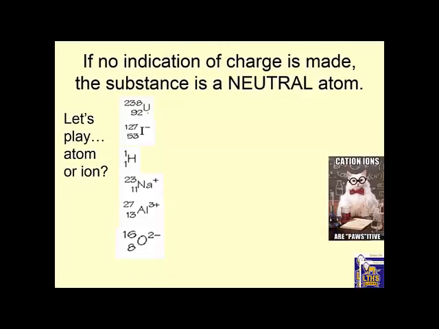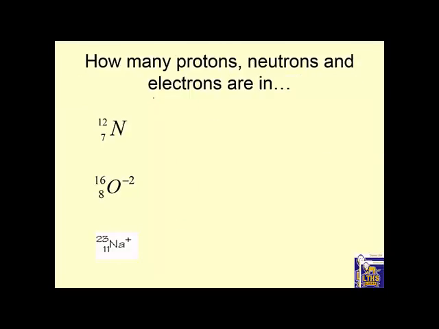Okay, so let's play atom or ion. This must be an atom because there's no charge. Right, this ion, because it has a charge. In fact, it's an anion because it's negatively charged. This is an atom. There's no charge. This is an ion. Charge. And it's a cation because it's positive. Ion. Ion. Okay. So if you see the charge up next to it, it's an ion. If you don't see anything, you can assume it's an atom.